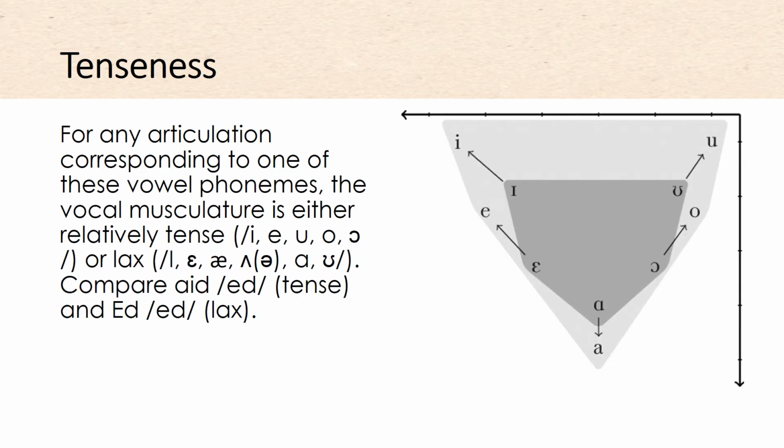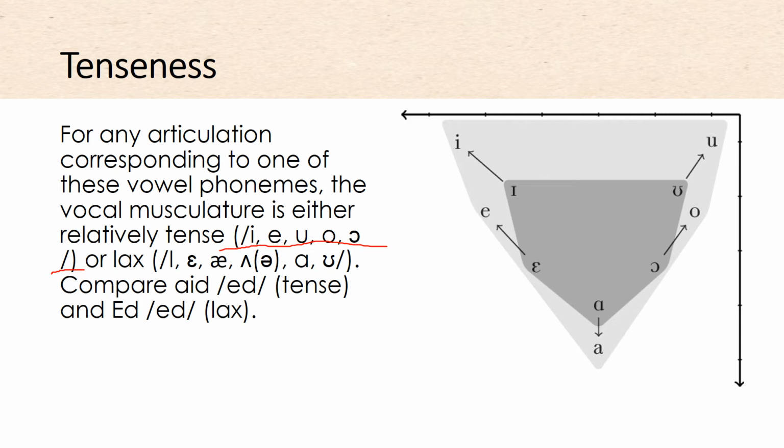The last physical dimension is the tenseness. For any articulation corresponding to one of these vowel phonemes, the vocal musculature is either relatively tense or lax. Again, these are the vowel sounds that you can produce when our vocal musculature is tensed. These vowels are enunciated with strong exertion, or there is a level of pressure in the tongue muscles.